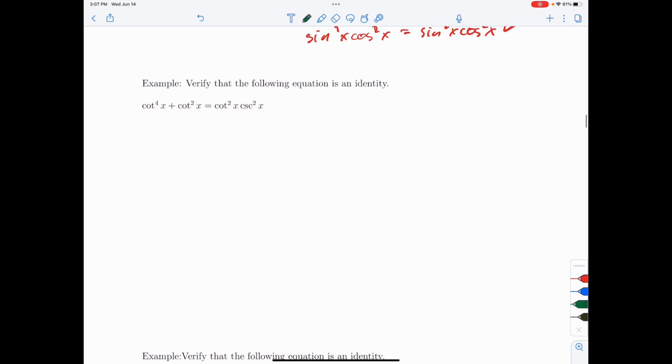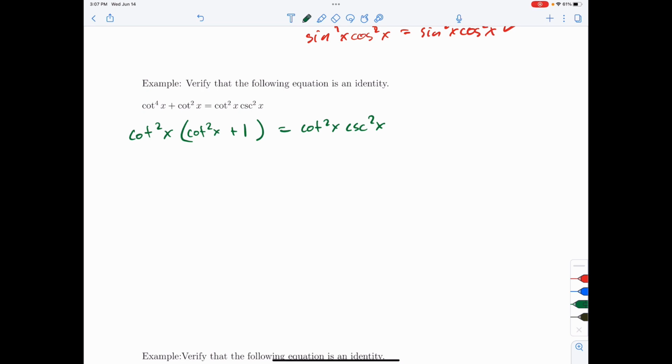All right, this one, we have cotangent to the fourth plus cotangent squared equals cotangent squared times cosecant squared. I think this one is similar to the one we saw previously where we factored out the tangent squared. But this time we're factoring out cotangent squared on the left-hand side. On the right-hand side, cotangent squared of x times cosecant squared of x.